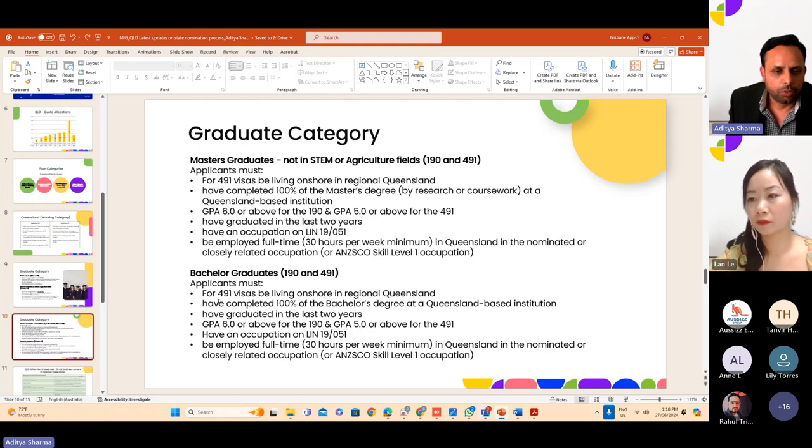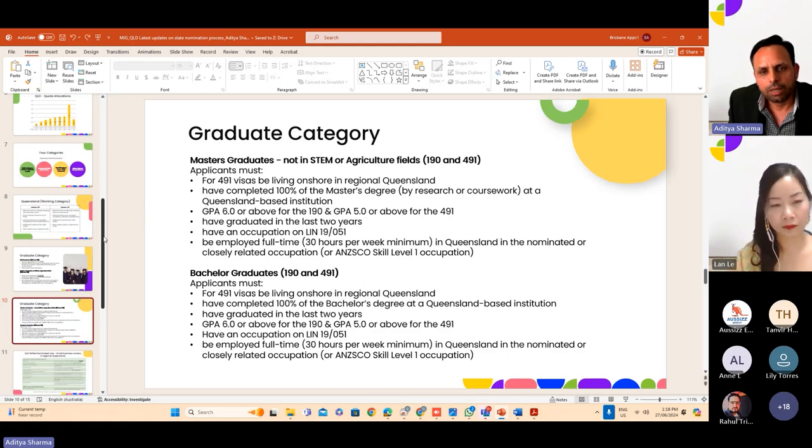And yeah, if you are one of those applicants who have completed your studies in the last 2 years in Queensland, 100% study, you may be eligible for the graduate category. And the benefit, I mean, the requirements are all the same, but you will be given priority if you are applying for the graduate category. So the benefit of studying in Queensland is that you are eligible for the graduate category. Not many people are aware of it, but yes, this is there.